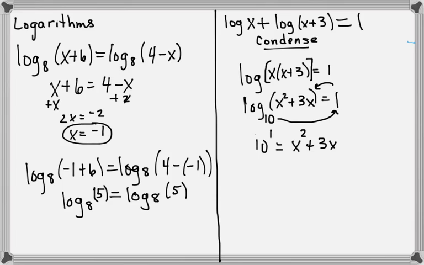The base was 10 because if the base isn't written, it's automatically 10. It's called a common log. That's what your calculator uses, what most of the time we use. So they don't write it. If it's log and there's nothing there, it's always 10.